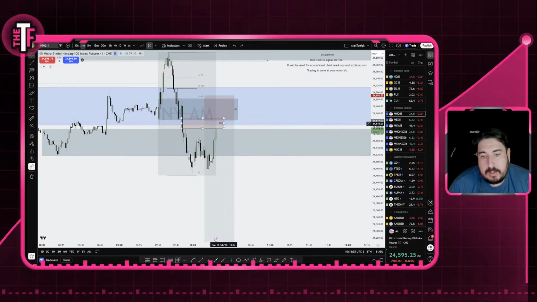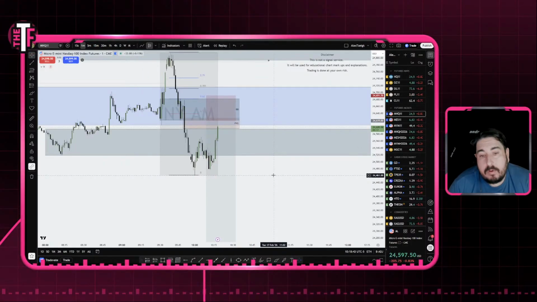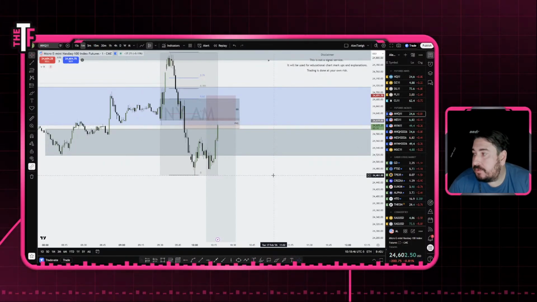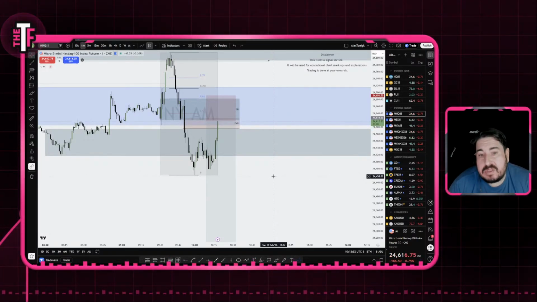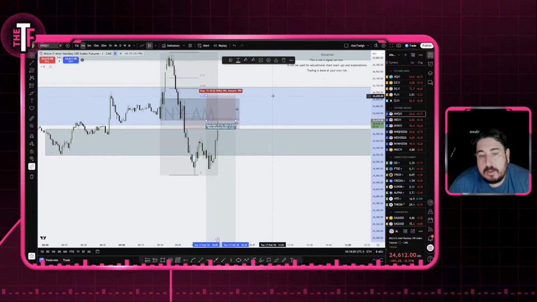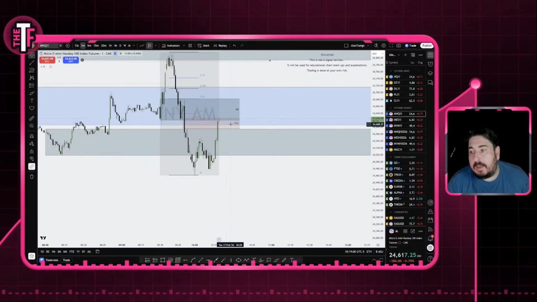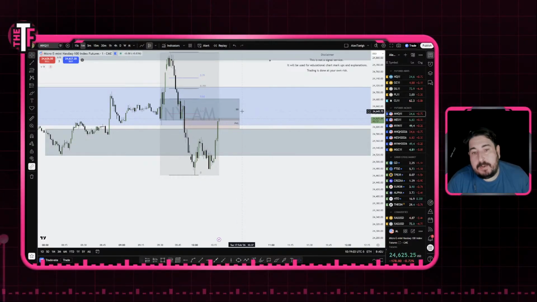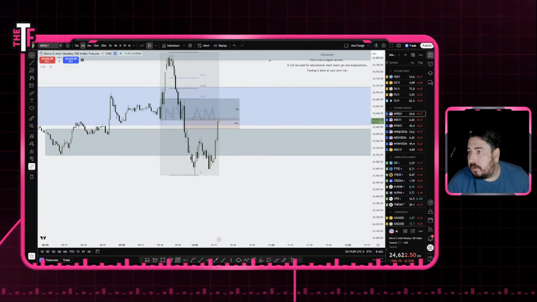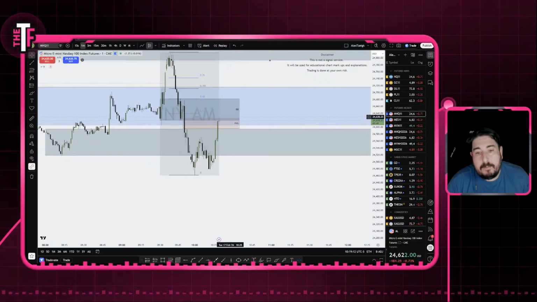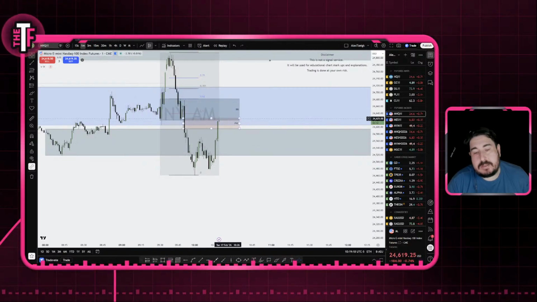Price came now to the fair value gap. Now, I'm not going to enter directly, of course. I'm again going to wait for the shift. I'm aware that price is in this breaker block. I'm aware that price is in this fair value gap. Now I want for sure to see price breaking one of these bullish PDRAs or something else.